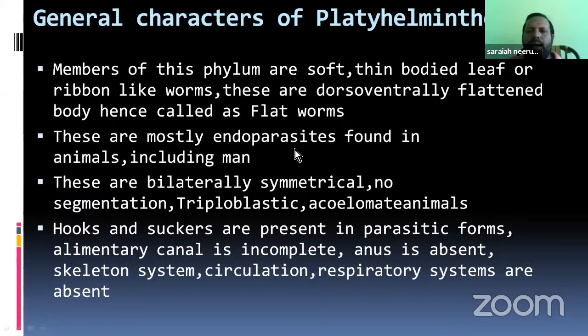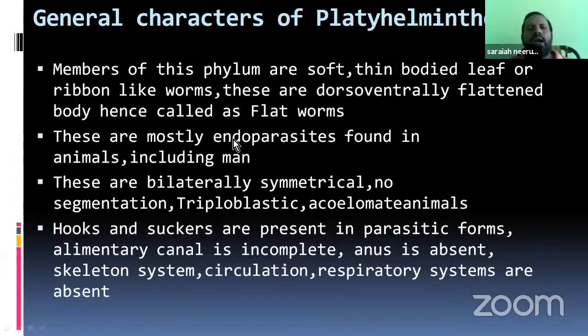These are mostly endoparasites found in animals, including man. Endoparasite means a parasite living inside the host body. A parasite living outside the host body is called an ectoparasite. Endo means the parasite lives inside the host body, and ecto means it lives outside the host. Mostly they are endoparasites living inside the host body, sucking up blood and other nutrients.